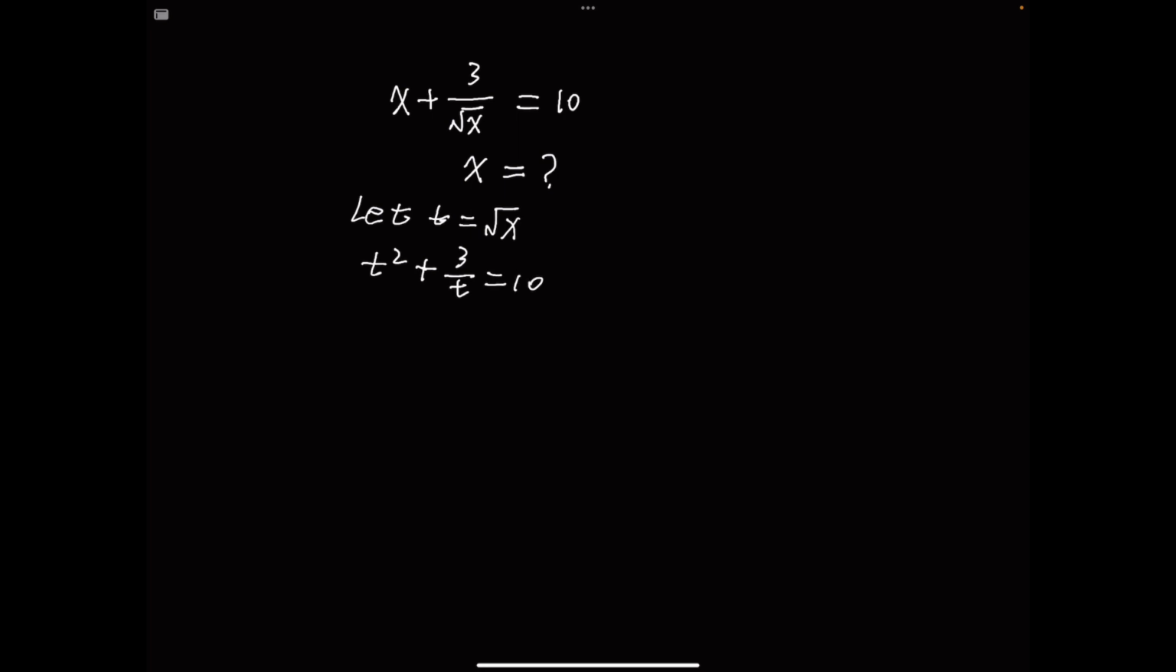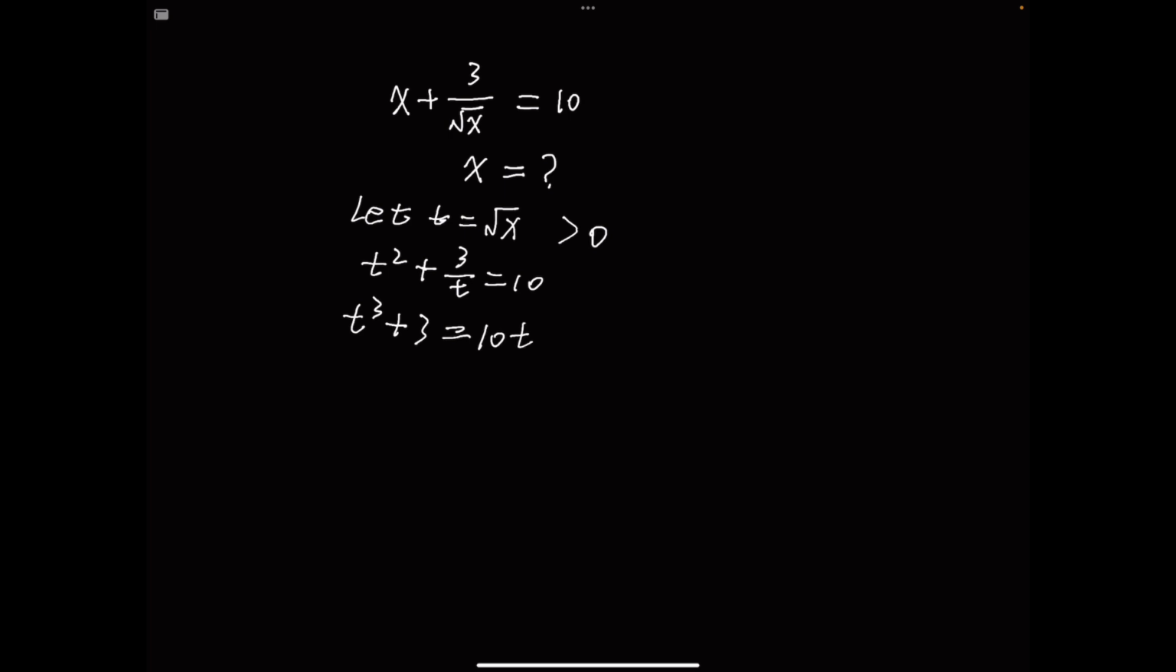So now we know t should be greater than 0, right? Square root x is a denominator, so it cannot be 0. So t should be greater than 0. On each side we can multiply by t, so the left side is t cubed plus 3 equals 10t, right?